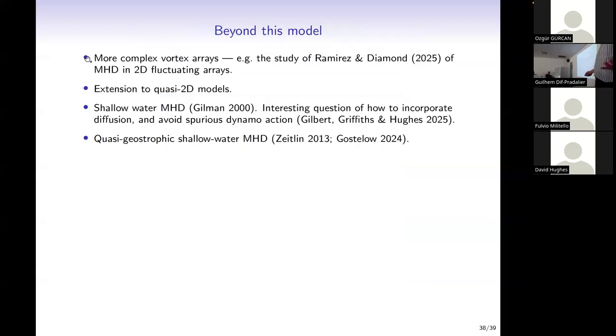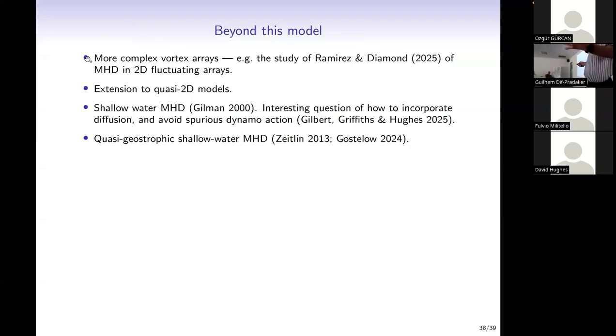Right. What could you do beyond this? All I talked about today is the most straightforward thing you could think of: 2D incompressible MHD. There are lots of interesting extensions of it within the 2D world. You could look at more complicated arrays. Pat and Freddie Ramirez have done this with arrays that fluctuate. They find interesting results on when you get disruption or not.